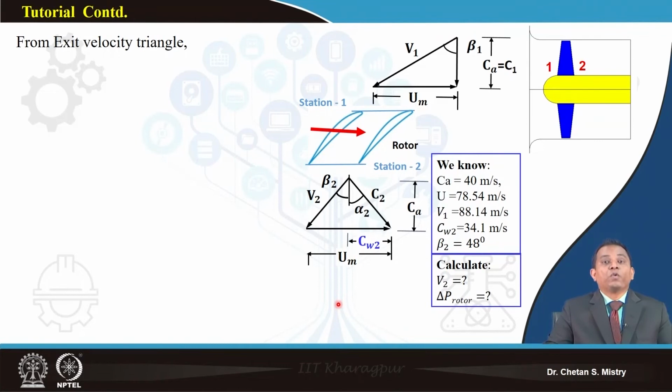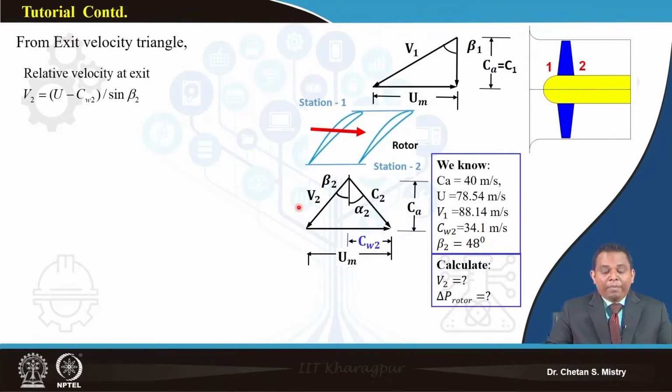Now what we are looking for at the exit is our relative velocity. Based on my velocity triangle, I can write down my V2, which is given by U minus Cw2 divided by sine beta 2. If I put these numbers in, my relative velocity is coming 59.8 meter per second.